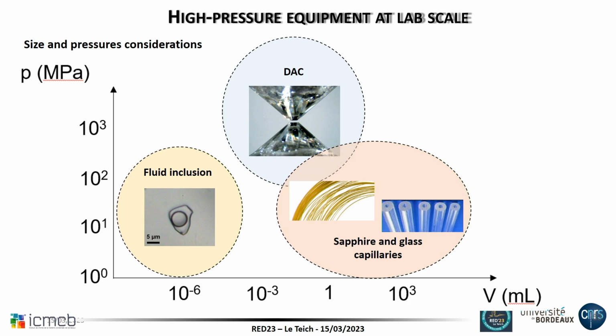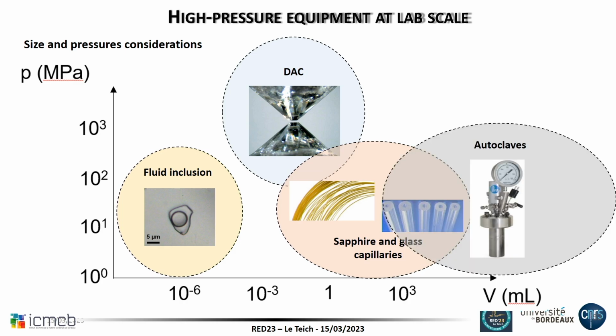Then there are sapphire and glass capillaries. The volume can be a little bit higher, so up to a liter typically. These are interesting tools because they are easy to implement. They are transparent, so you can put some characterization inside to figure out what's happening during your chemical reaction. And then the autoclaves that I mentioned just before.